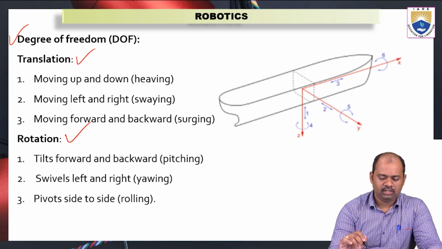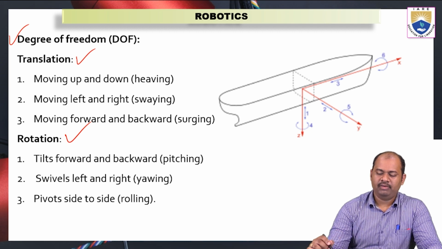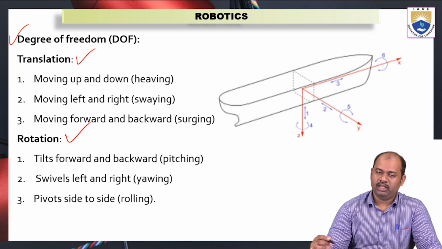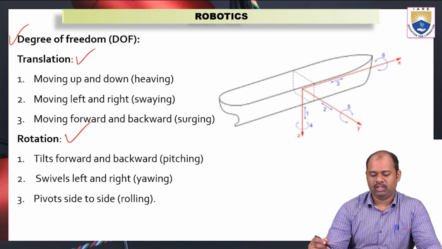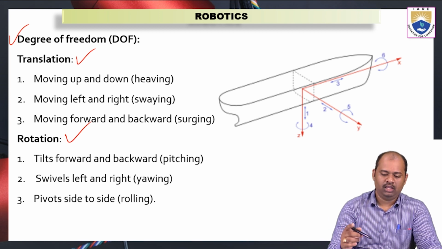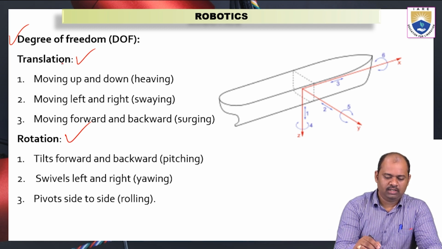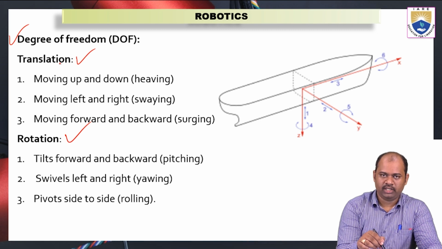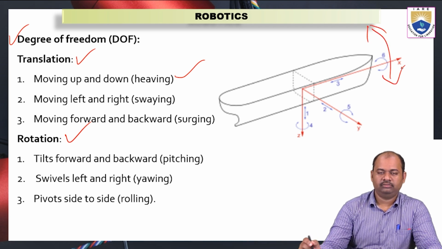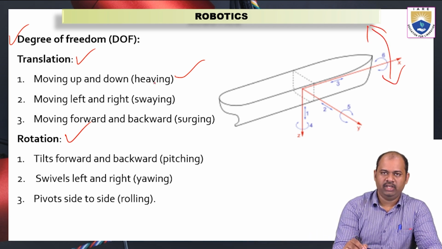Here we have a diagram of a ship where we can study the motions, like when the ship is going in the water. There are different motions possible for the ship, and we can compare them with the robot. Here we can see two different types of motions: translation and rotation. The first one is moving up and down. This motion is called heaving.